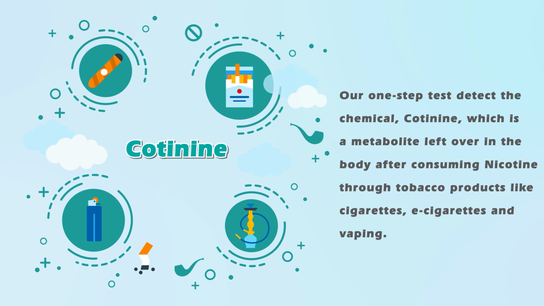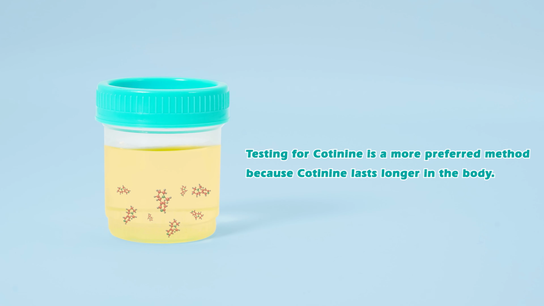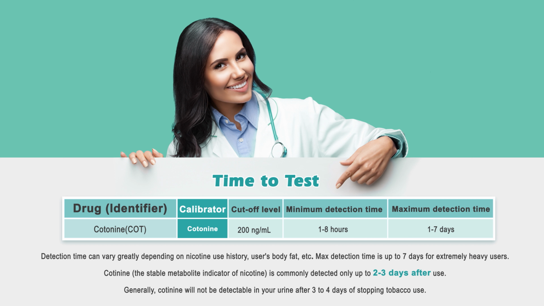Cotinine is a chemical compound that is produced when nicotine is broken down in the body. It is a metabolite after consuming tobacco products like cigarettes, cigars, pipes, and chewing tobacco. Cotinine is used as a marker to indicate tobacco use because it has a longer half-life in the body than nicotine does. The test cutoff level is 200 nanograms per milliliter.